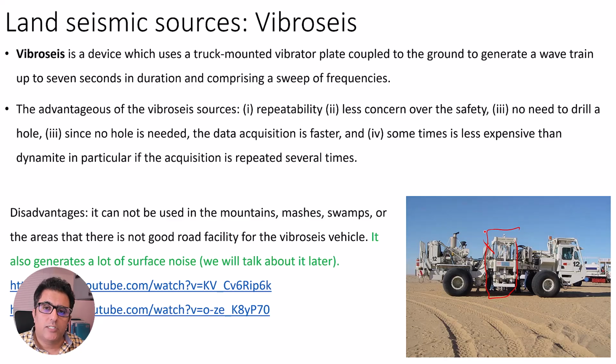If I want to talk about disadvantages, first of all, it cannot be used in, for example, mountains, swamps, and wetlands, and also there should be a road system in order to move Vibroseis. Another disadvantage of Vibroseis is that it produces a lot of ground roll, and ground roll in reflection seismology is noise, and we want to avoid it. So this is another thing that we should consider when we use Vibroseis.